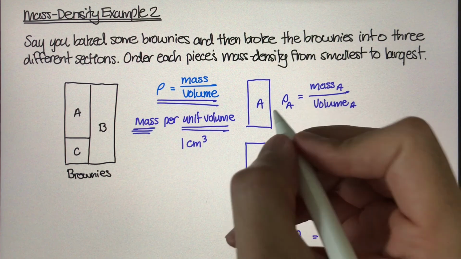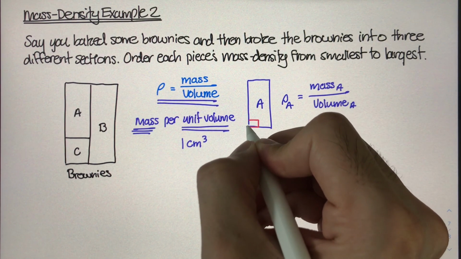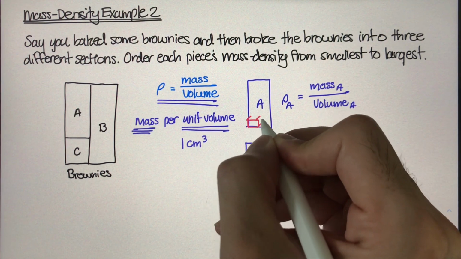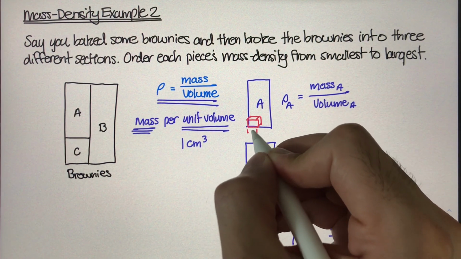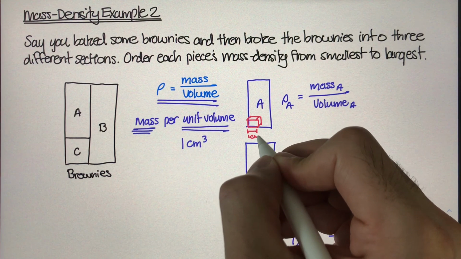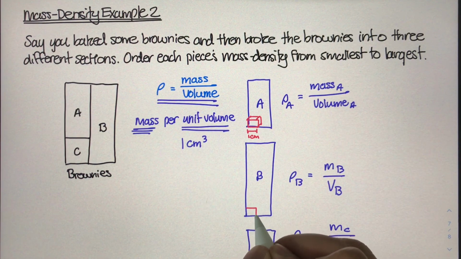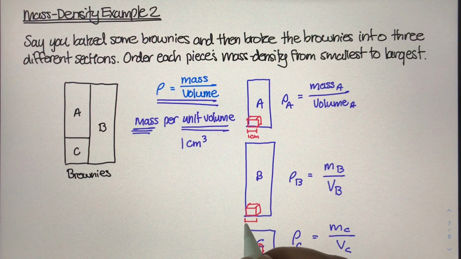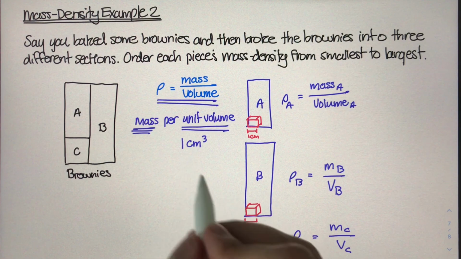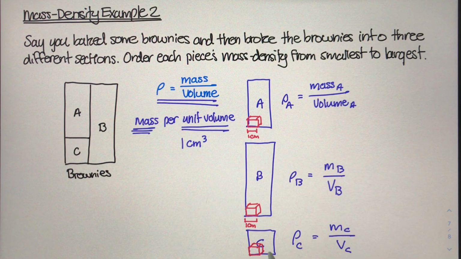So if I looked at piece A and I took 1 small cube out of this portion of the brownie, right? And each side of this cube was 1 centimeter, and I did the same thing for piece B, right? This is 1 cubic centimeter of piece B, and then I did the same thing for C, right? So in each of these 3 pieces, we're measuring 1 cubic centimeter of the brownies for each of these pieces, right?